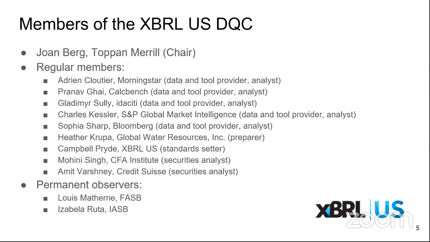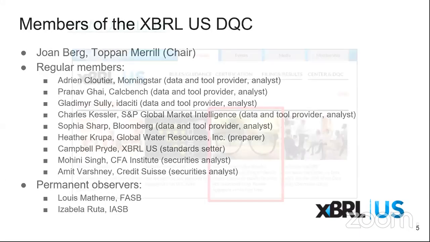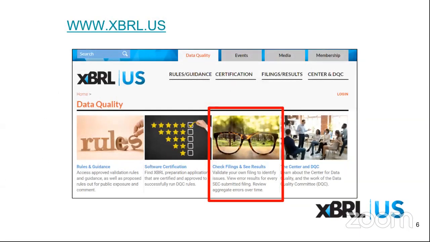This slide identifies the names of the members of the XBRL US Data Quality Committee. You can see that it includes data and tool providers, analysts, preparers, and standard setters. In addition to the groups listed here, members of the Center for Data Quality are actively involved in a subgroup that suggests topics for consideration and shapes the rules as they are developed. Those participants were shown on the first slide in this presentation, and they consist of the members of the center. I'm going to talk today about the impact the data quality rules have had on improving the overall quality of XBRL data.